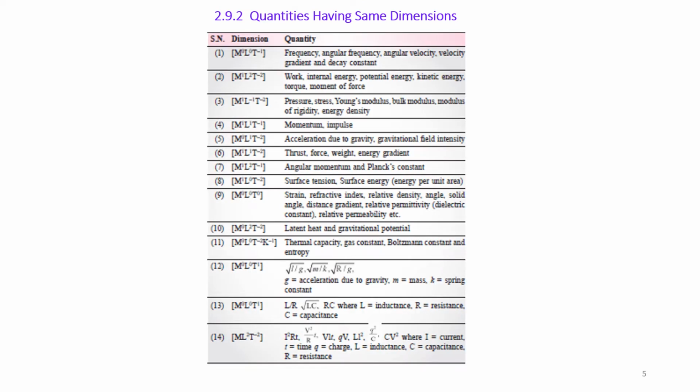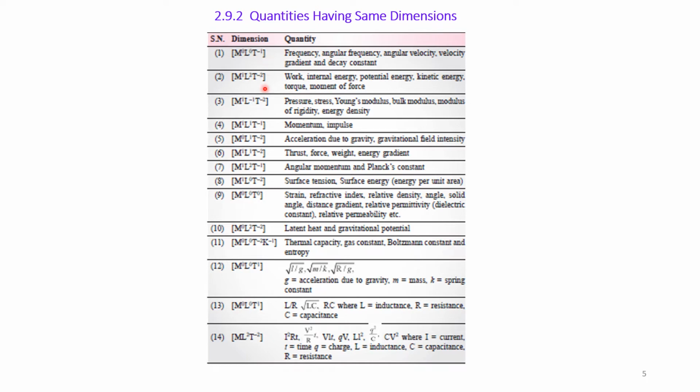Quantities having the same dimensions. Some dimensions are common to different physical quantities, like dimension for time, that is frequency, angular frequency, etc. Frequency does not have mass, so m to the power of 0. It does not have a length, so L to the power of 0, and it is 1 over time, t to the power of minus 1.